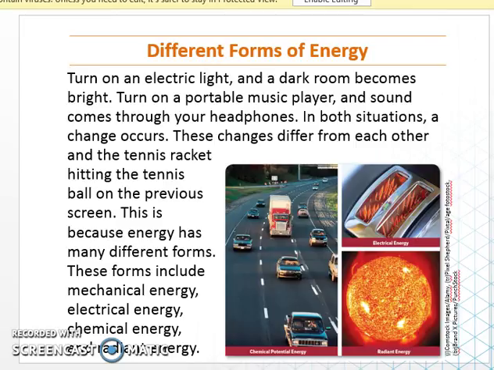In both situations, a change occurs. These changes differ from each other and the tennis racket hitting the tennis ball on the previous screen. This is because energy has many different forms, and these forms include mechanical, electrical, chemical, and radiant energy.